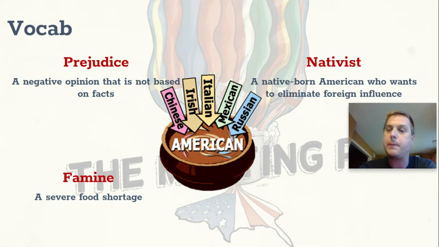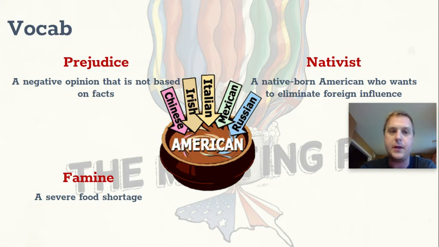And you have a group of people known as nativists, who are these native-born Americans who want to stop immigration, who want to stop foreign influence. So they feel like these people coming into the country from other places are going to change the identity and culture of our nation. Obviously, you still have that going on today. You still have people saying and believing that as well today in the United States.